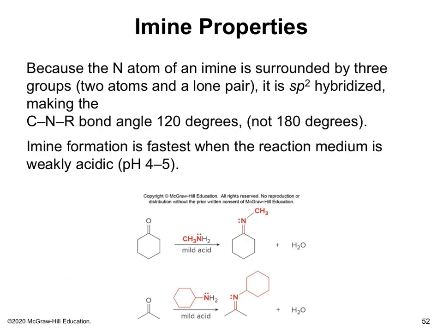Imine properties, they're sp2, so it's an sp2 nitrogen, so it's going to be planar, 120 degrees. And this imine formation has to be under somewhat mild acidic conditions of pH 4 to 5. That's why it can't be pH of 2, because then you're going to block this lone pair and you won't have a nucleophile. So that's why you need pH of 4 to 5.